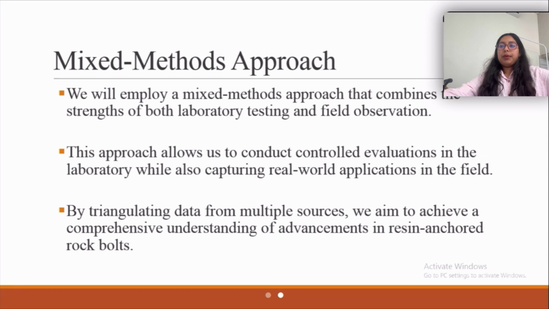We used a mixed method approach that combines the strengths of both laboratory testing and field observation. This approach allows us to conduct an evaluation that will capture real world application in the field of the mine. By triangulating data from multiple sources, we aim to achieve a comprehensive understanding of the advancement in resin anchored rock bolts.